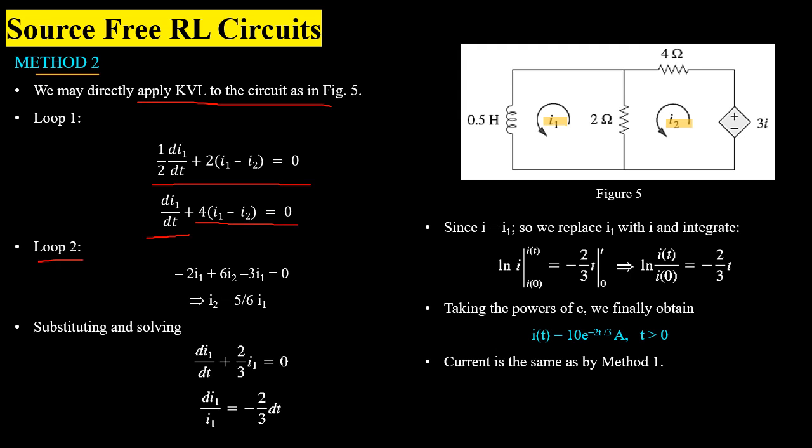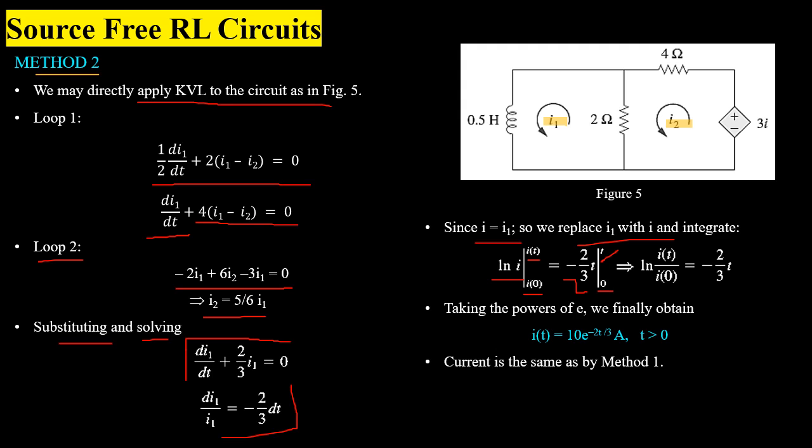Now for loop 2, -2I1 + 6I2 - 3I1 = 0, which implies that I2 will be equal to 5/6 I1. Substituting and solving, we will have di1/I1 equal to -2/3 dt. Since I is equal to I1, we can replace I1 by I and perform integration. So natural log of I with limits from time t = 0 to present time t will be equal to -2/3 t from time t = 0 to present time t.